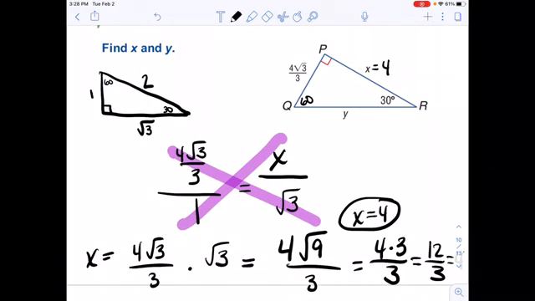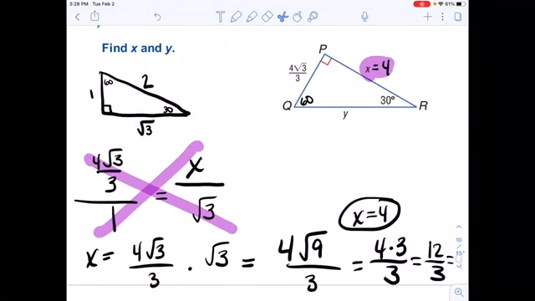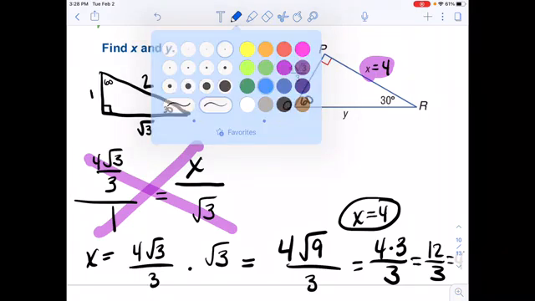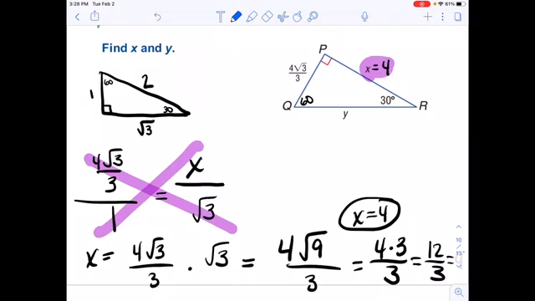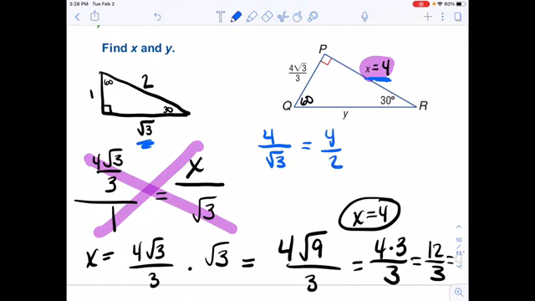Now from here, I don't always suggest using what you just found, because if you happen to have gotten that wrong, you could make yourself get y wrong as well. I know that we just got x correct, and it also is much simpler than the short side. So I'm going to go ahead and just use it to solve for y. So I will have 4 over root 3, that's long side over long side, equals y over 2, hypotenuse over hypotenuse.